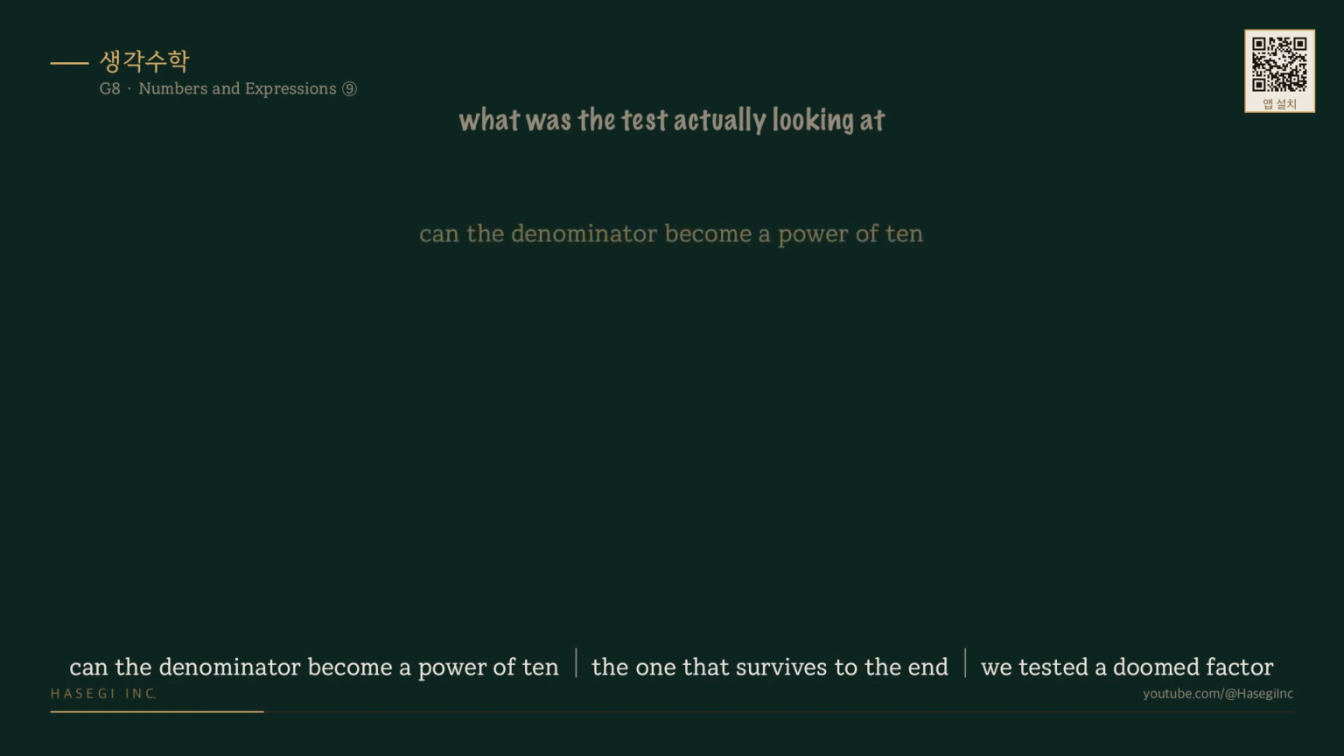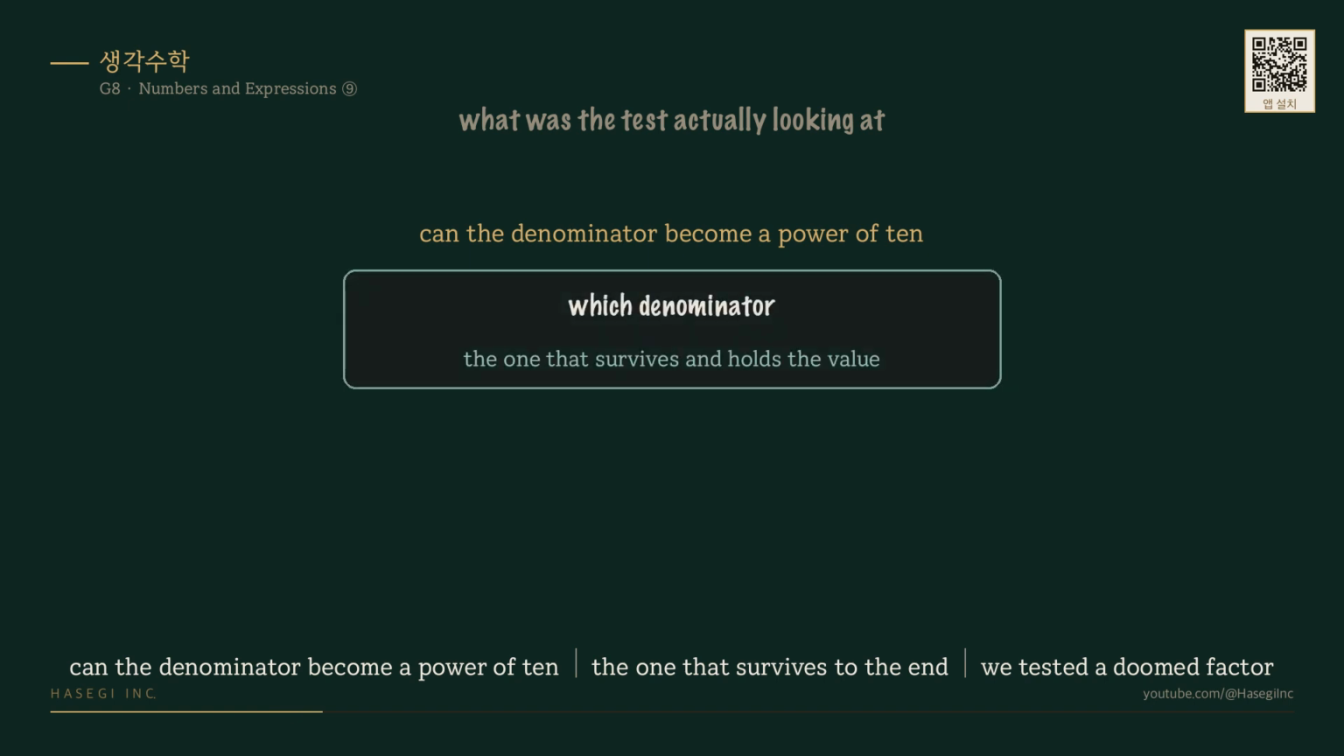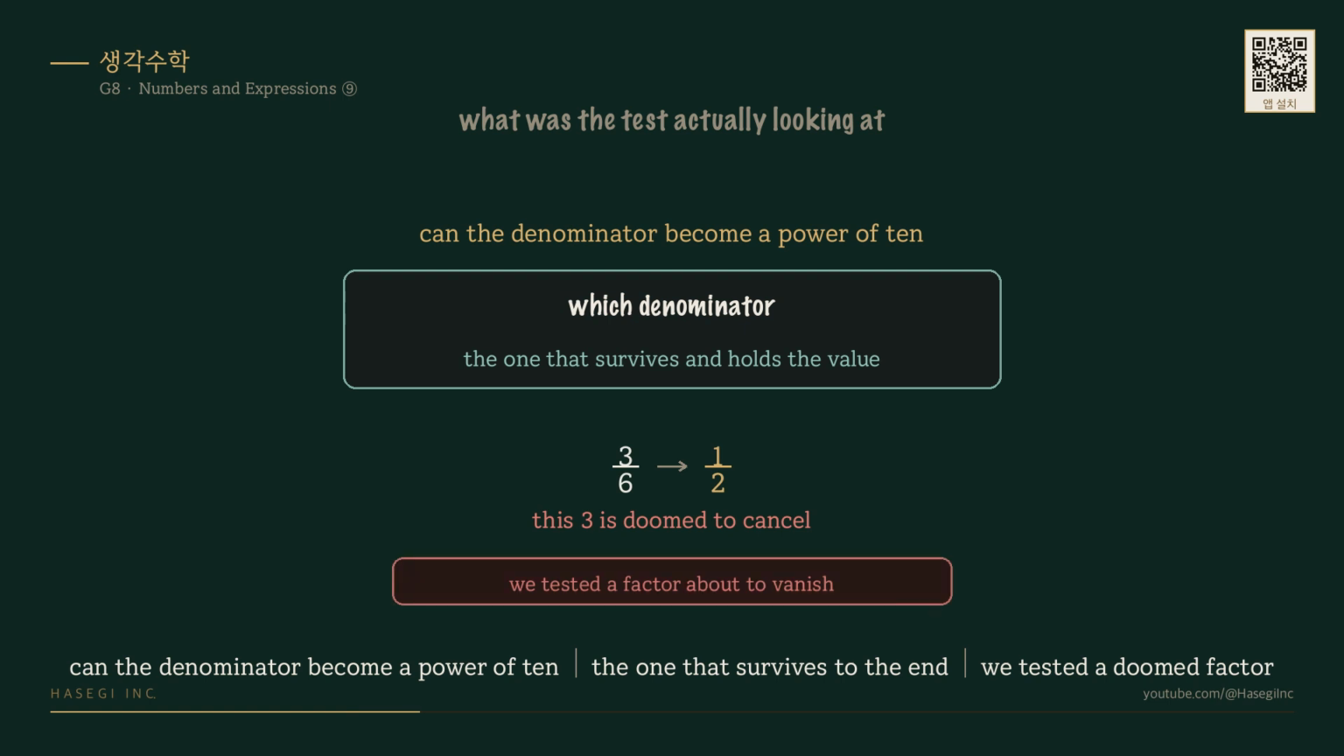Whether the denominator can be turned into a power of 10. But the denominator there means the one that survives to the end and actually holds the value. In 3/6, that 3 was destined to disappear along with the numerator. Testing a doomed factor was the mistake.